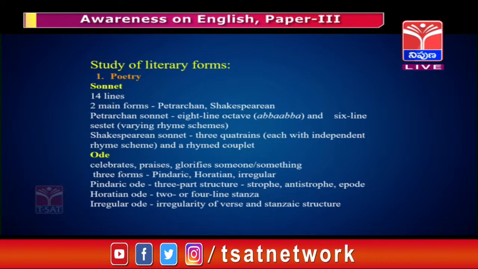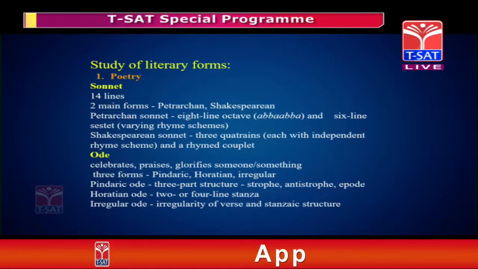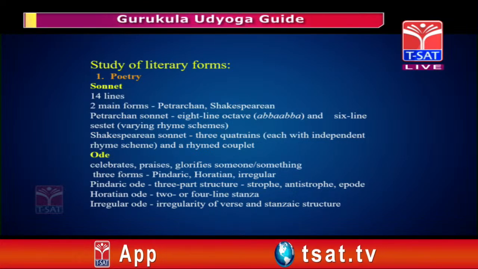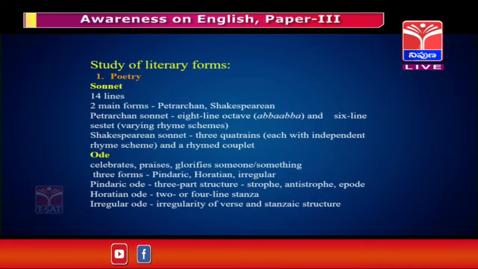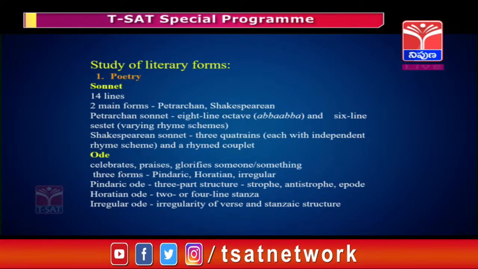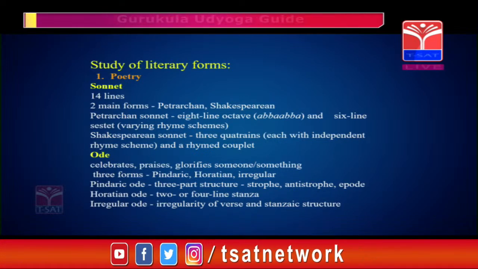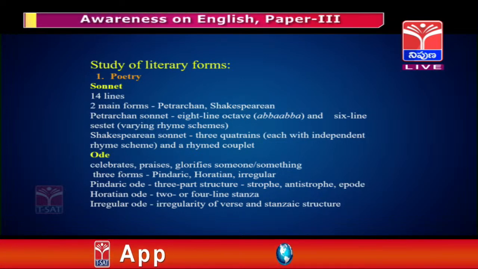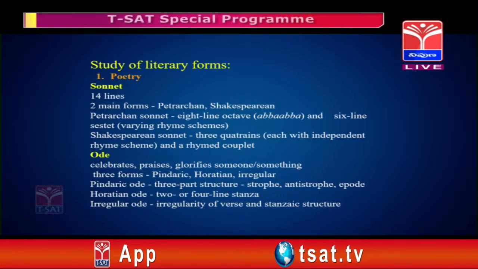So in the Petrarchan sonnet, the structure is 8 lines plus 6 lines. So the first 8 lines together are known as an octave, and they follow a specific rhyme scheme. It is A, B, B, A, B, B, A. And the second set of 6 lines is known as a sestet. Now, in the sestet, there could be varying rhyme schemes that are used.